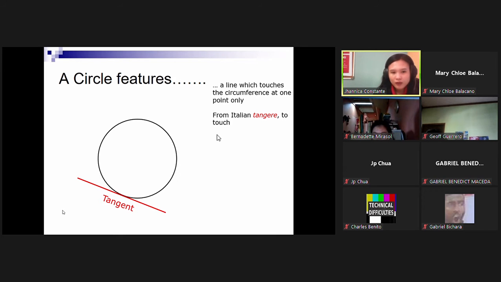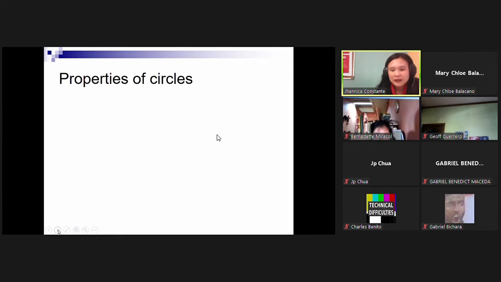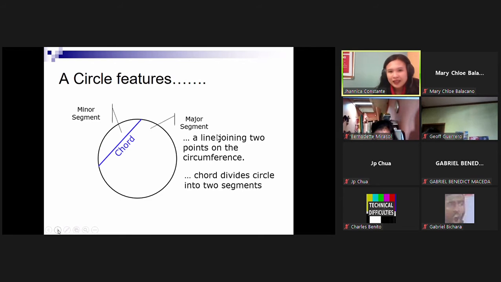Tangent. We also have the arc. We have already mentioned that one. It's part of the circumference of a circle. The major segment and the minor segment, or the major arc and the minor arc.